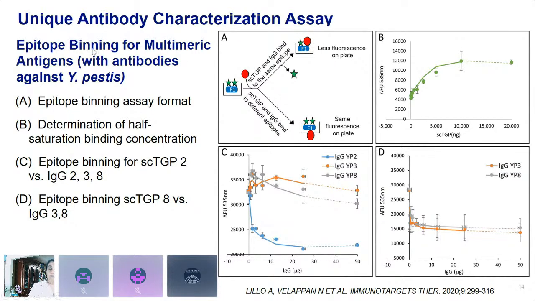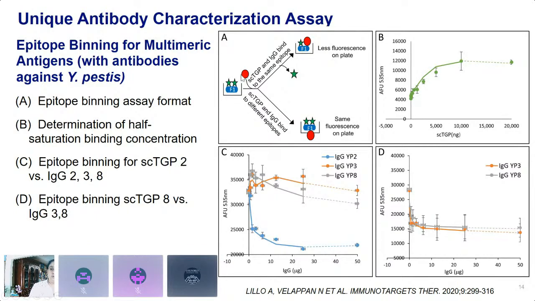And epitope binning is a key property for antibodies, because if you can find antibodies that recognize different parts of the protein, or different epitopes of the protein, they're much better for diagnostic as well as therapeutic applications. So here is the schematic diagram for the assay format. Here the F1 protein is coated on a microwell plate, and you add the SETGPs.